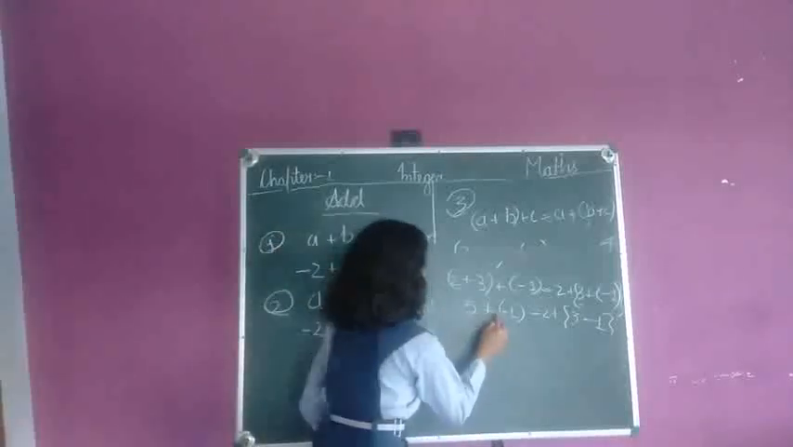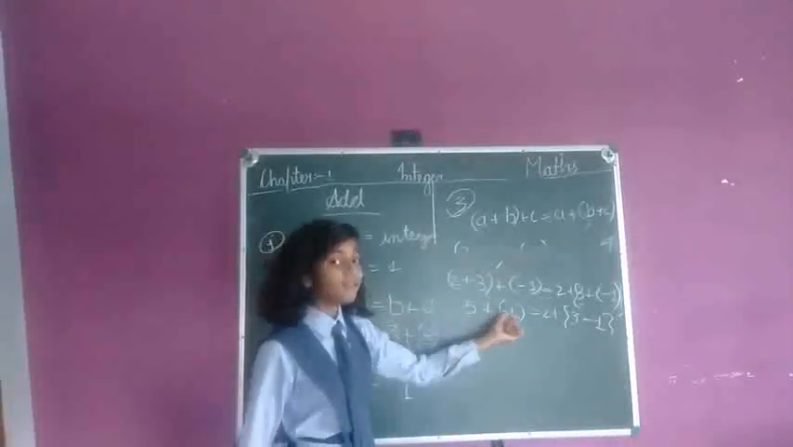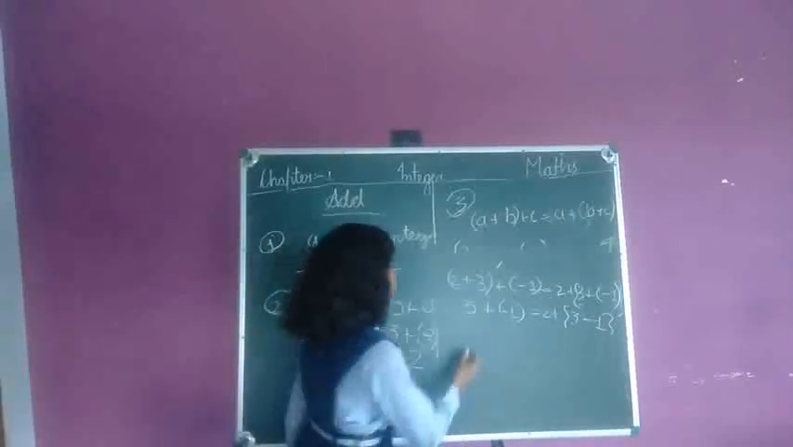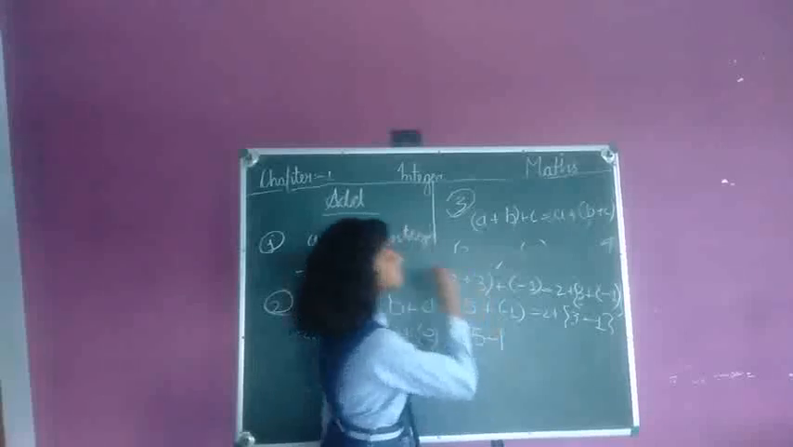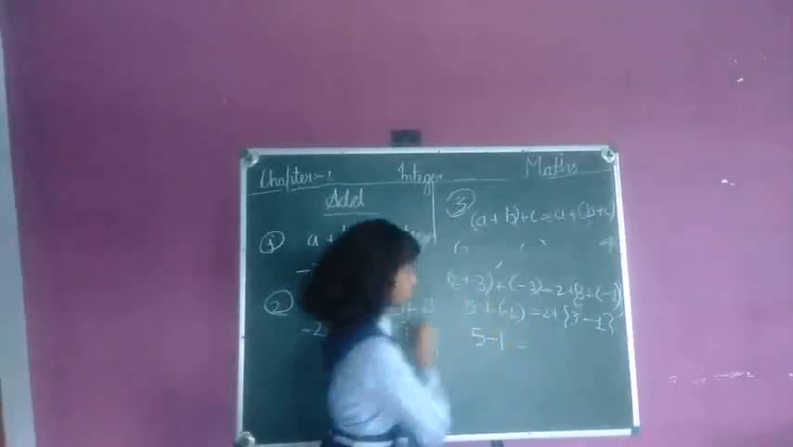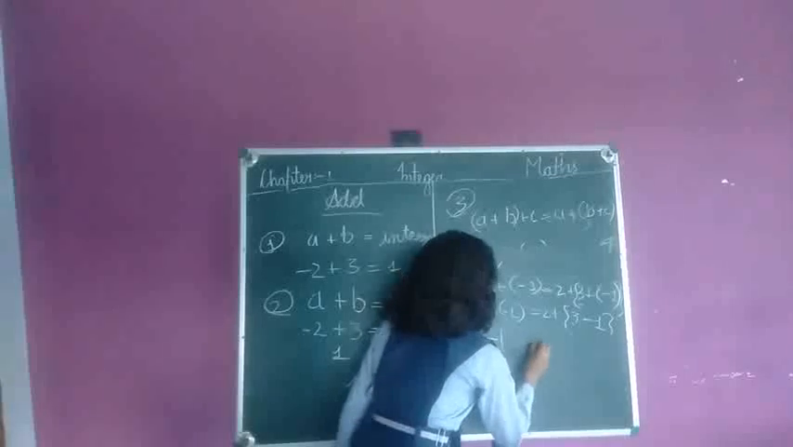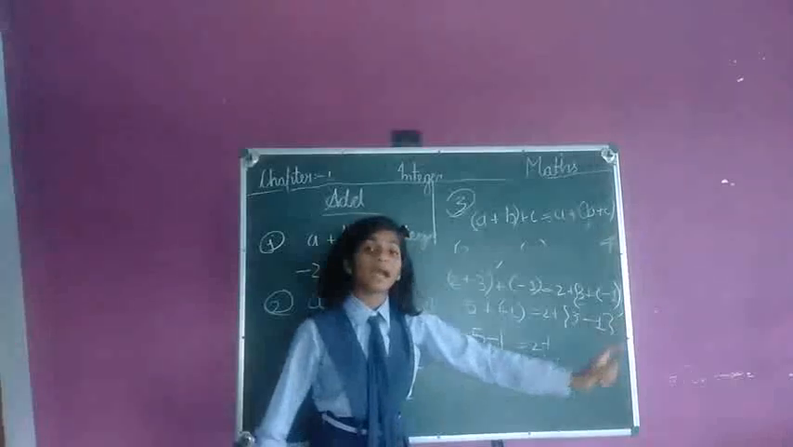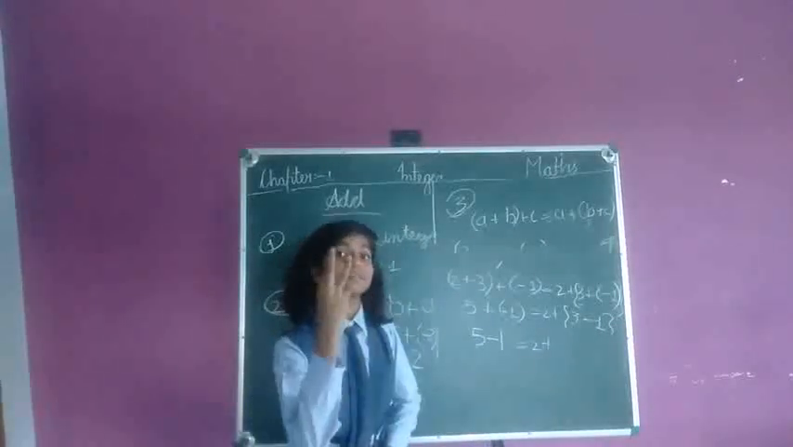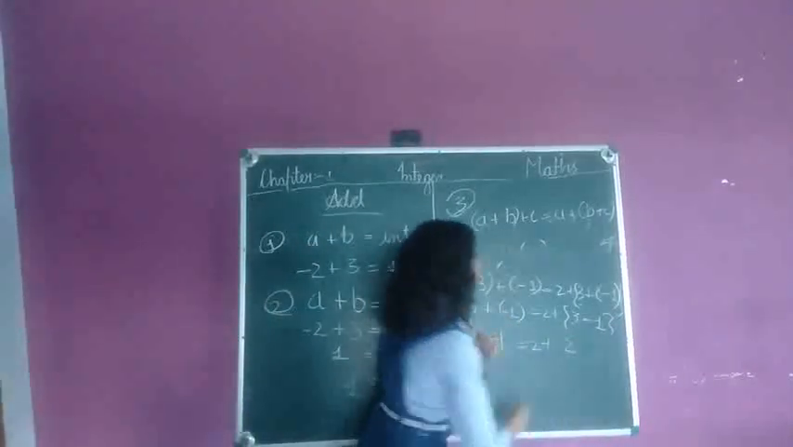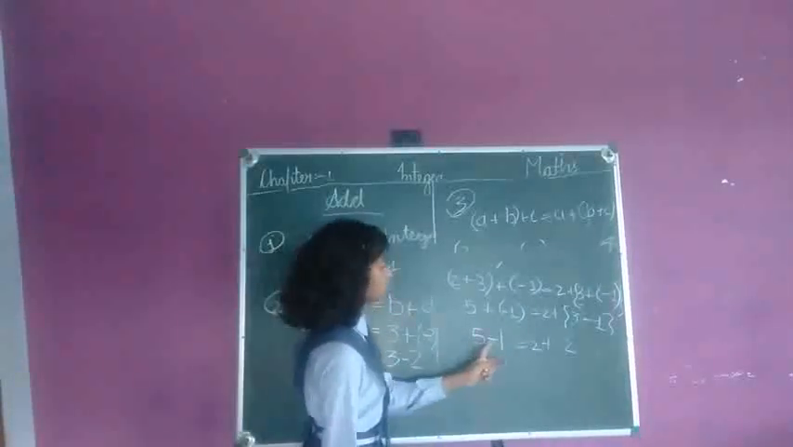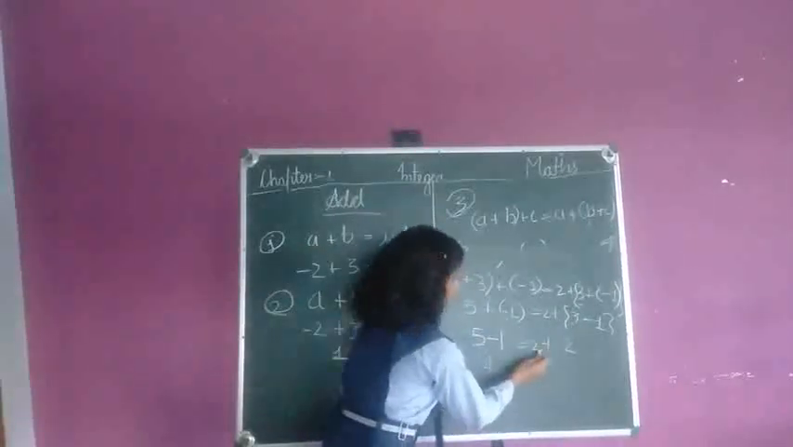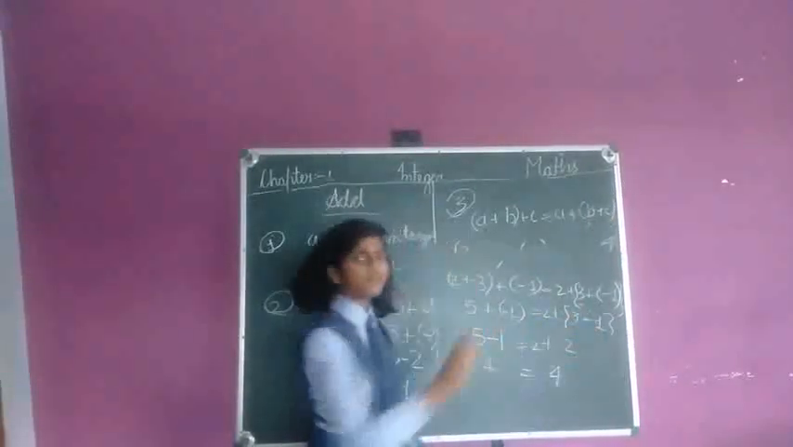Now plus, there is one positive sign, one negative sign. So again plus minus minus. 5 minus 1 equals to 2 plus, we will solve this bracket, means 3 minus 1. 3 minus 1 equals to 2. Then write 2 here. Now 5 minus 1 equals to 4. And 2 plus 2 equals to 4.